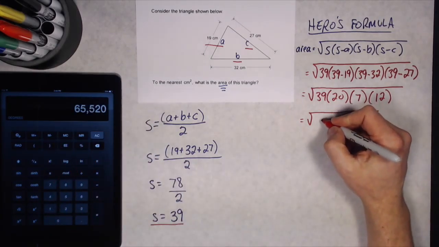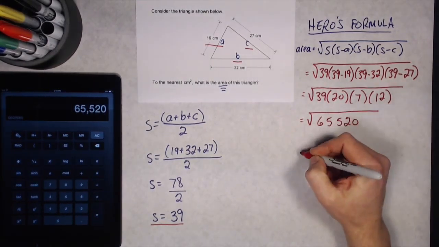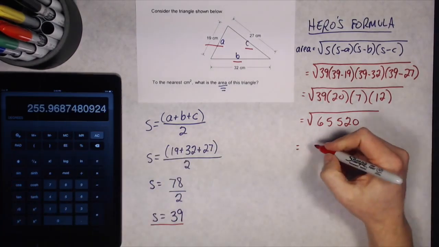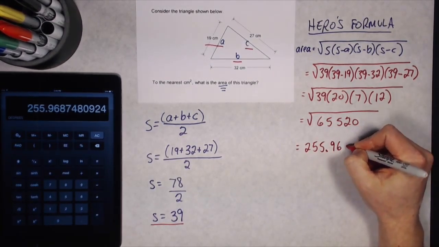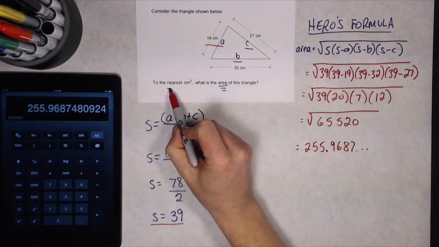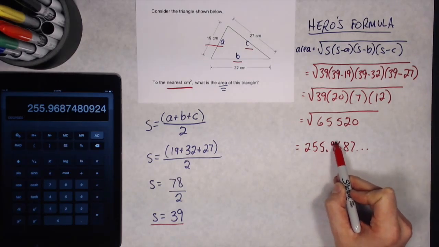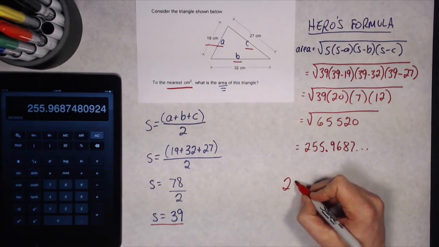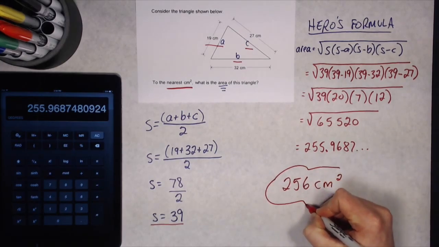And that gives me 65,520. And the square root of that, if I hit my square root button, gives me 255.9687, and so on. The question asked me to the nearest square centimeter, so that would be to the last number before the decimal here. And if I look one place to the right, 0.9 would round this number up, so instead of 255, I'm going to say that my area is 256 square centimeters.